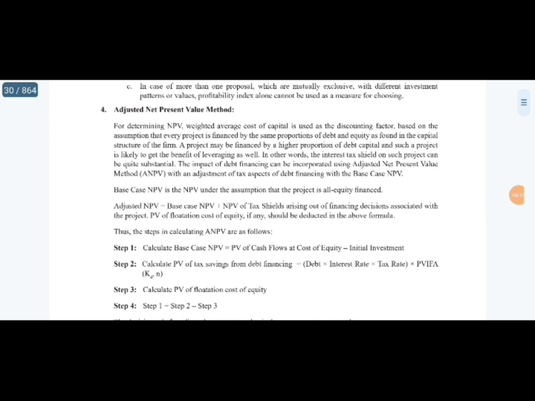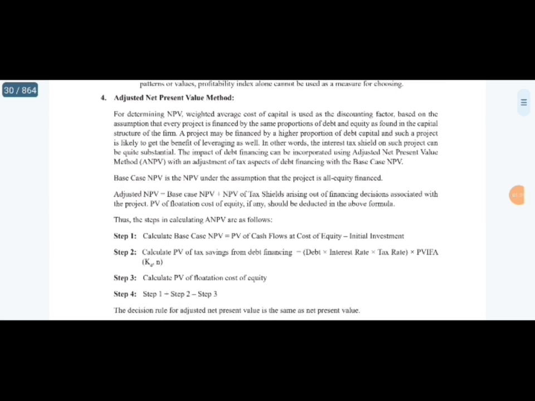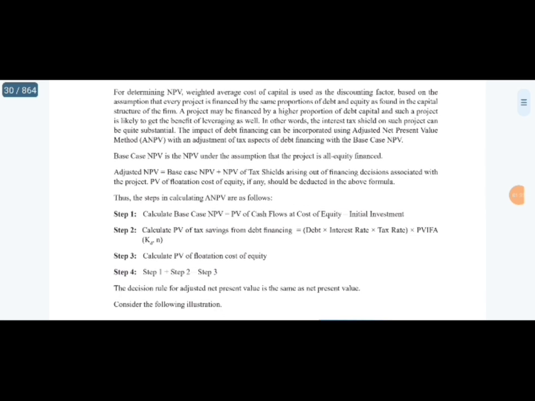So in NPV method, we will find the net present value using the present value factor. Similarly, in this method also, we have to find the net present value, and then we have to find 2 other things which need to be added to the net present value. That is the present value of tax saving from debt financing and present value of flotation cost of equity. What it means?